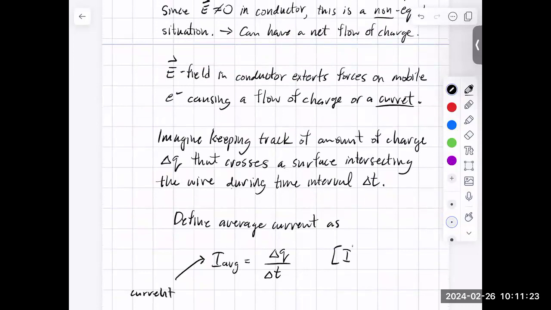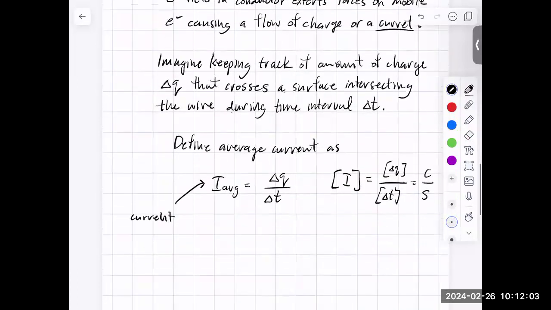And so if we do a unit analysis, the units of current are the units of whatever delta Q is, the amount of charge. And so we'll measure charge in coulombs and divide by a time interval, the units of delta Q divided by the units of delta T. And so delta Q is in coulombs and delta T is in seconds. And so our units of current are coulombs per second. And that, as you probably know, is defined as a new unit, and so it's an amp. 1 amp, or 1 ampere, is 1 coulomb per 1 second.